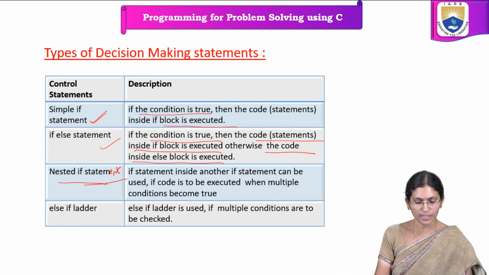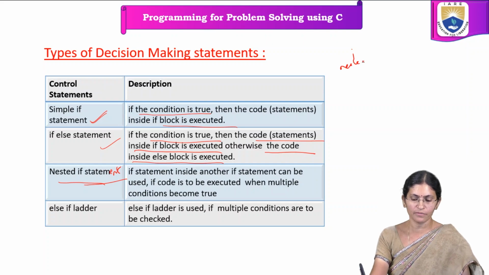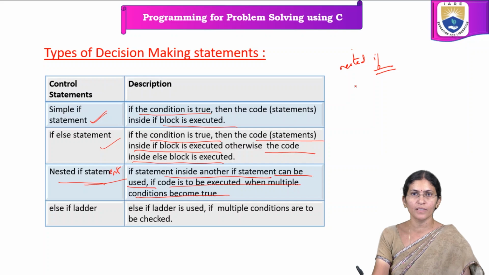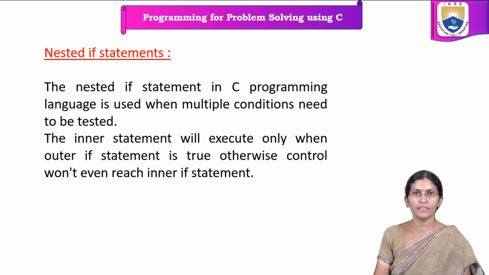Next are nested if statements. Nested if is nesting of if statements inside another if, that is, an if statement inside another if statement. These can be used if code is to be executed when multiple conditions become true. Suppose in the program we need to check more than one condition, in that case we can use nested if statements. Next is the else if ladder. When multiple conditions need to be checked, we can use the else if ladder. Now let us see one by one.